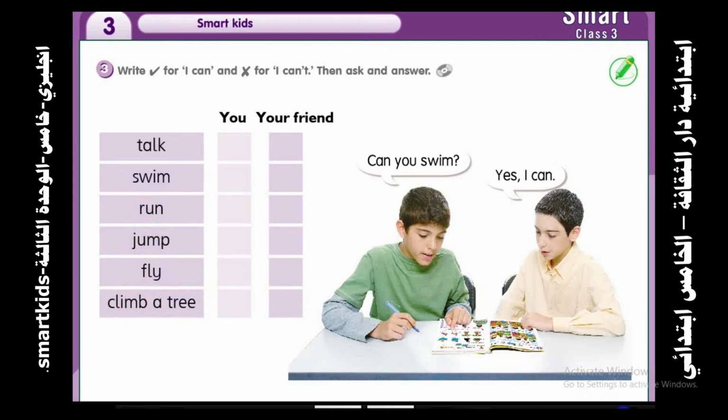Listen to the mini dialogue. 3. Write tick for I can and X for I can't. Then ask and answer. Can you swim? Yes, I can. Okay. You have to put a tick or a cross about you and your friend.